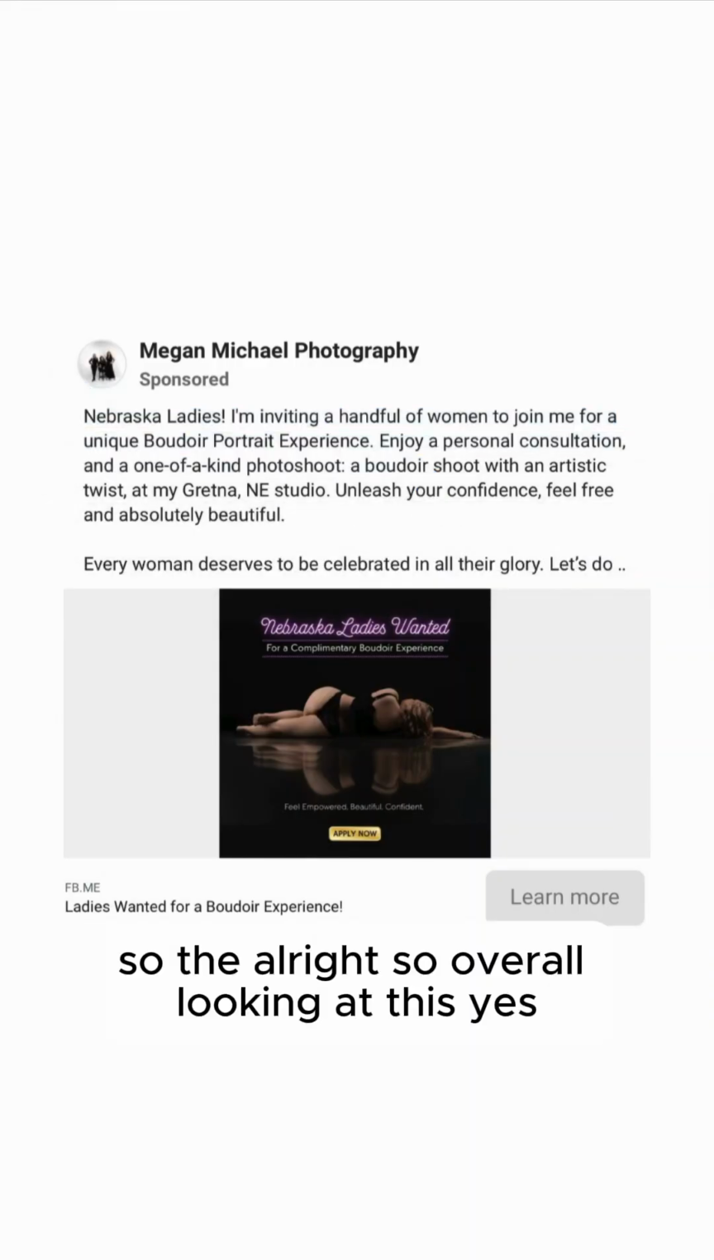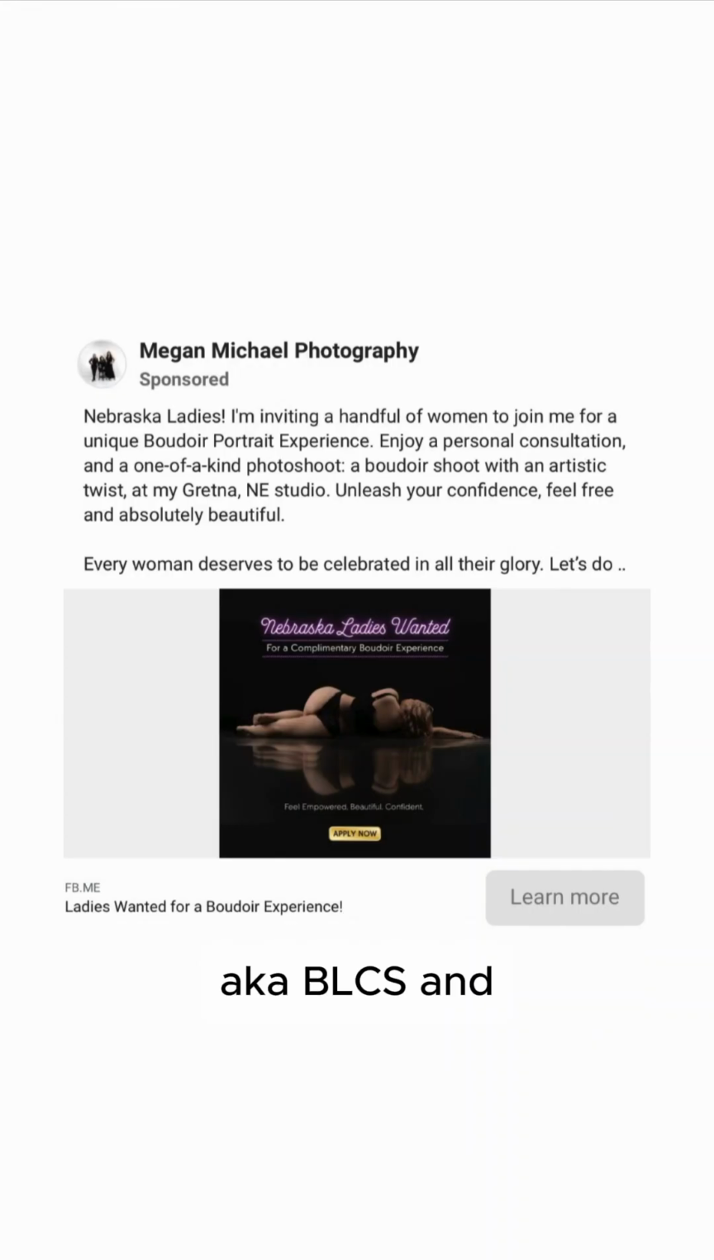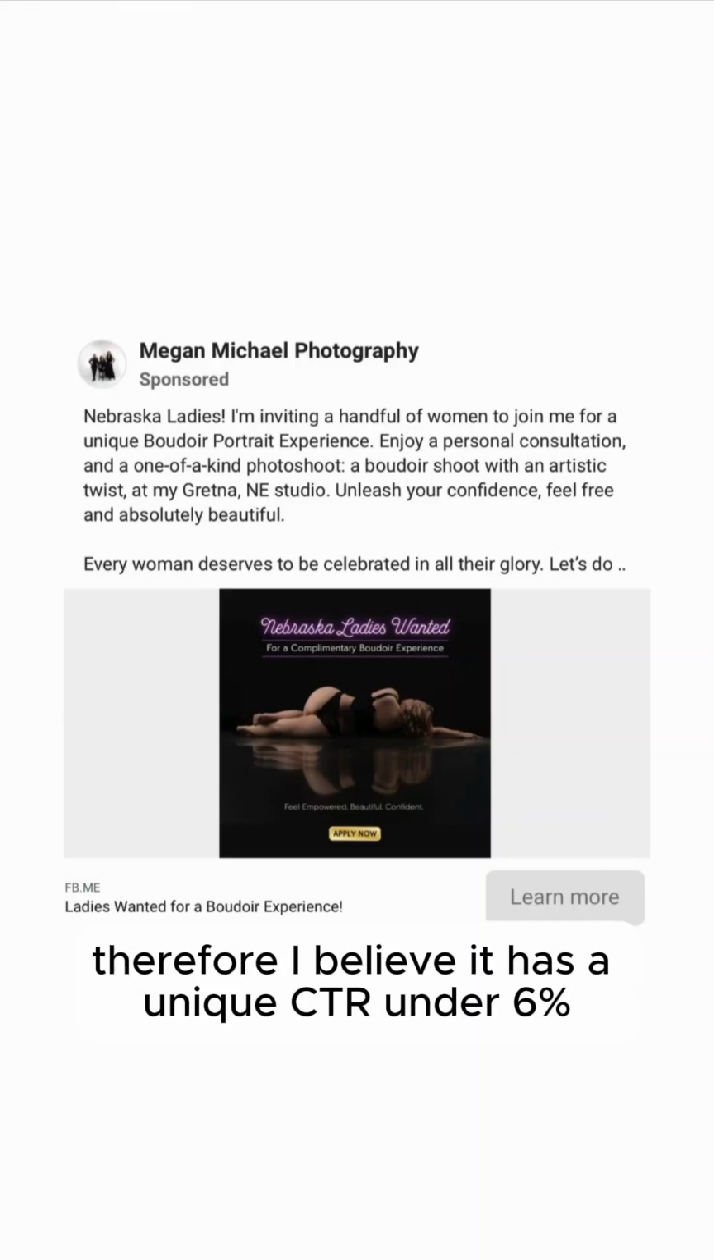So all right, overall looking at this, yes, I do believe this has boudoir low click syndrome, aka BLCS, and therefore I believe it has a unique CTR all under 6%.